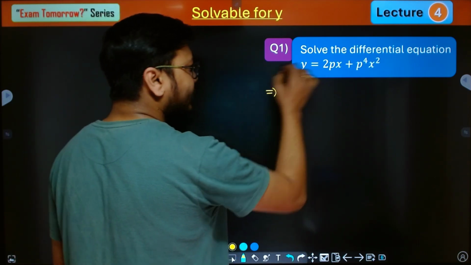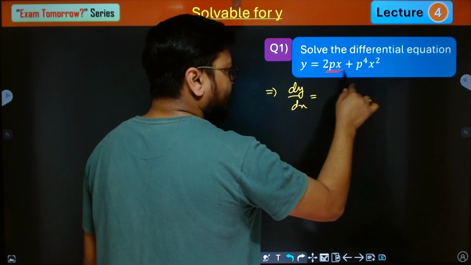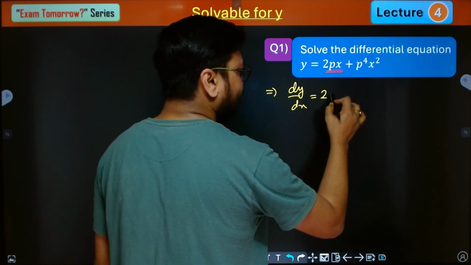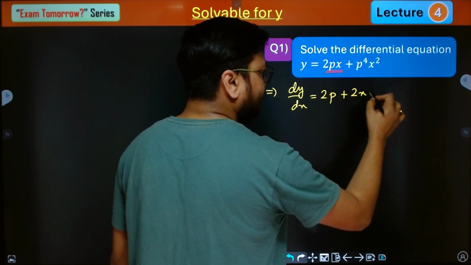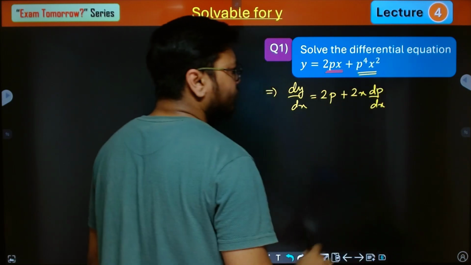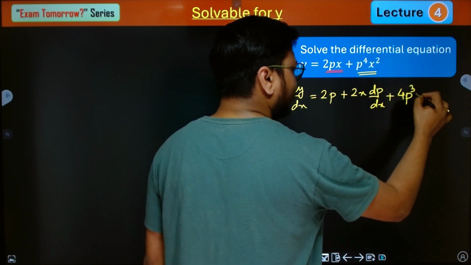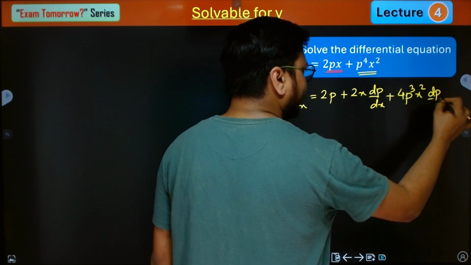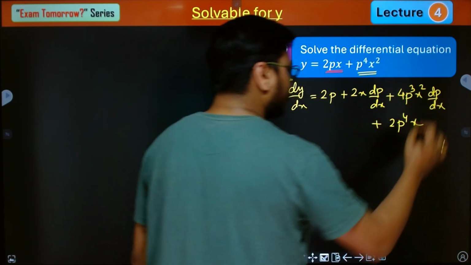So if I differentiate y with respect to x, that's dy/dx. We have to use a product rule over here. So we'll have 2p plus 2x, derivative of p would be dp/dx. Again another product rule over here, so that would be 4p cube x square dp/dx plus 2p to the power 4 x.